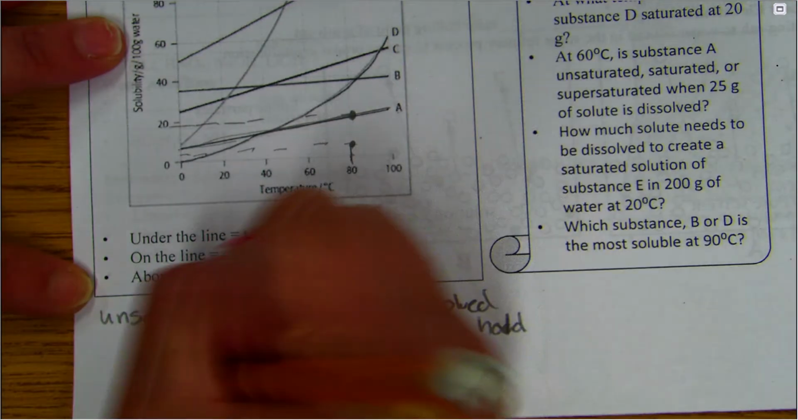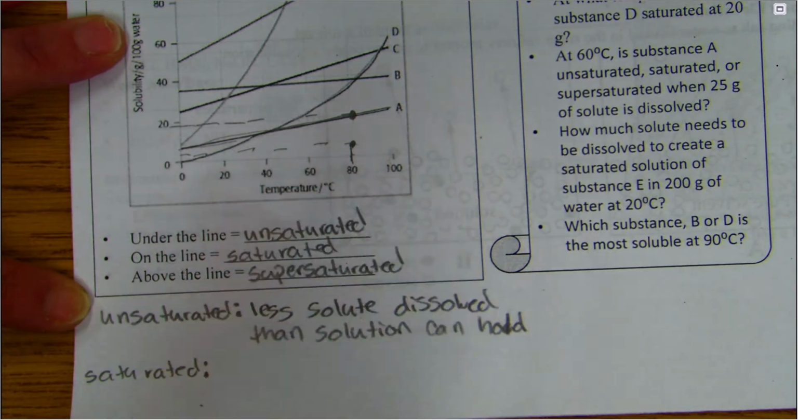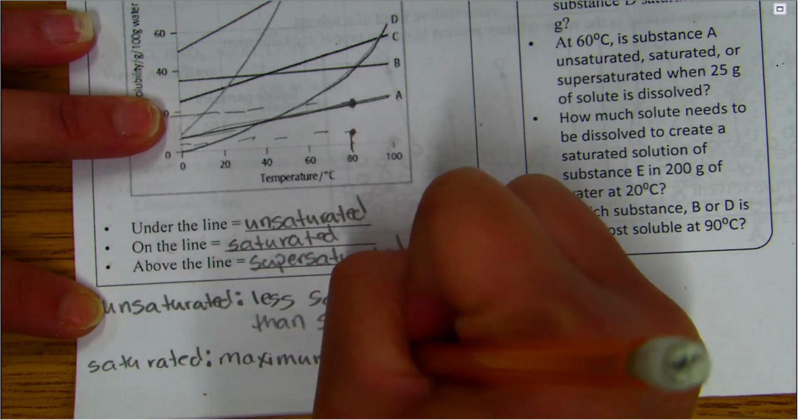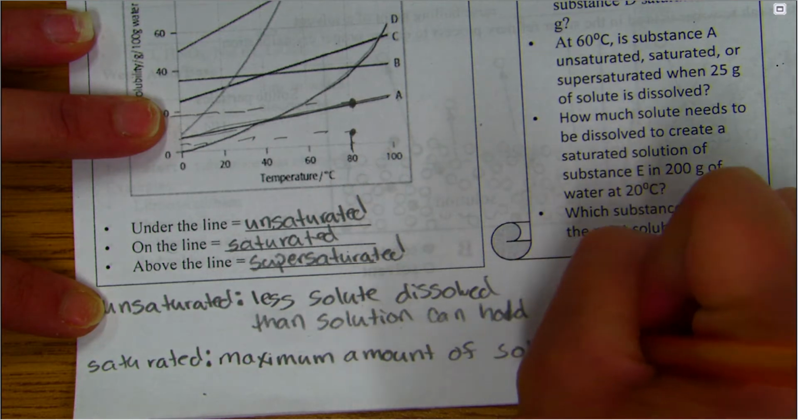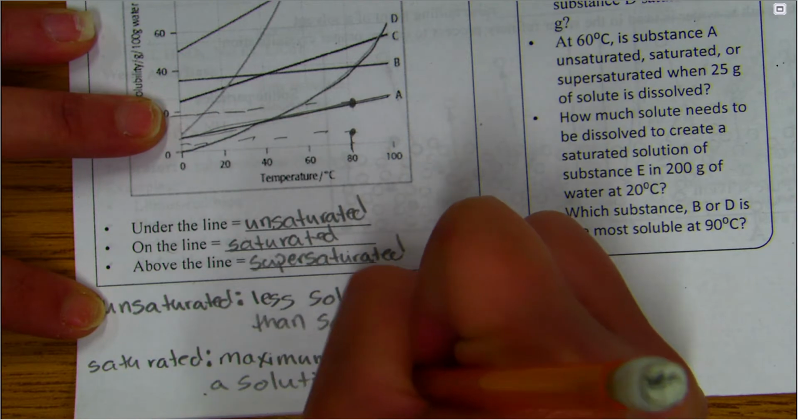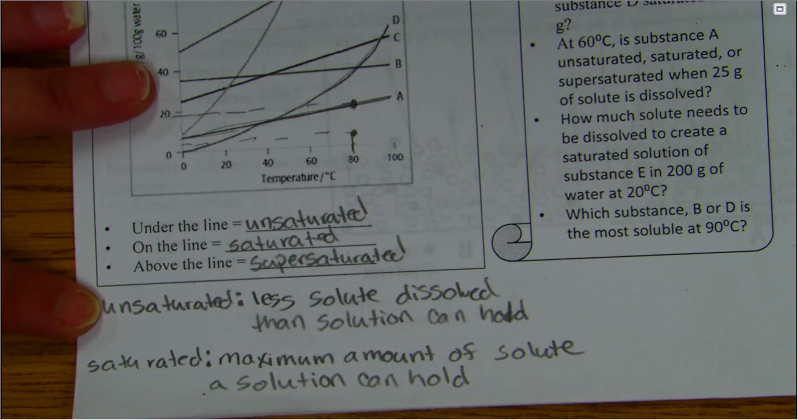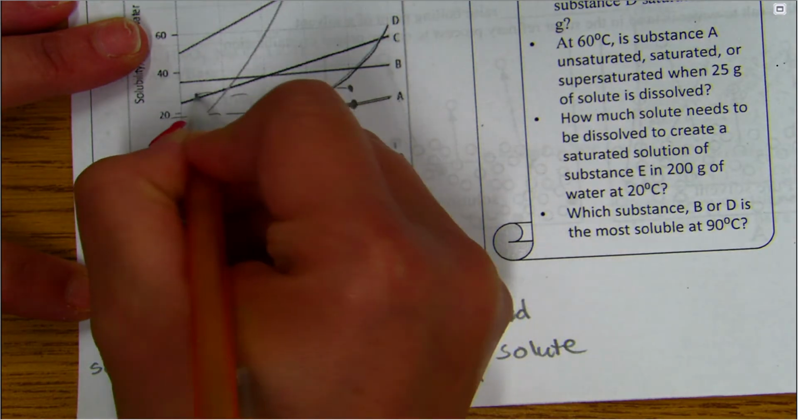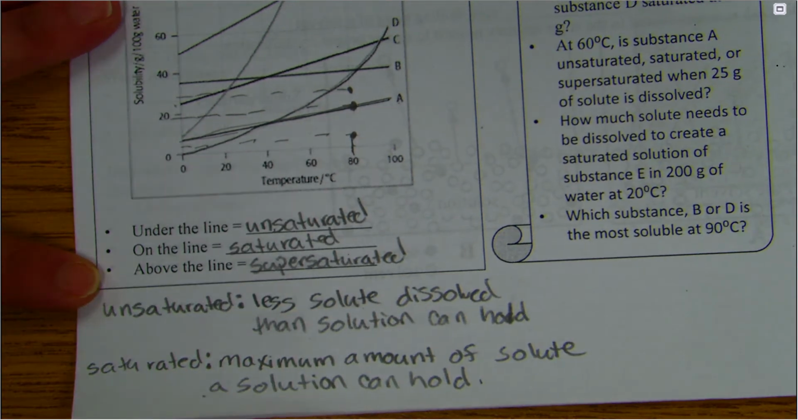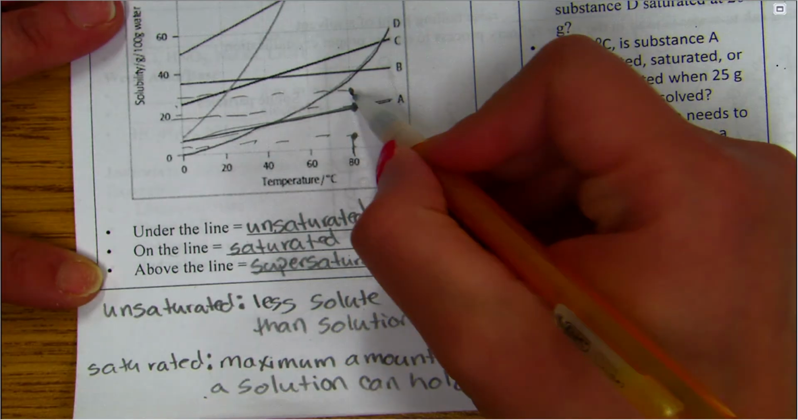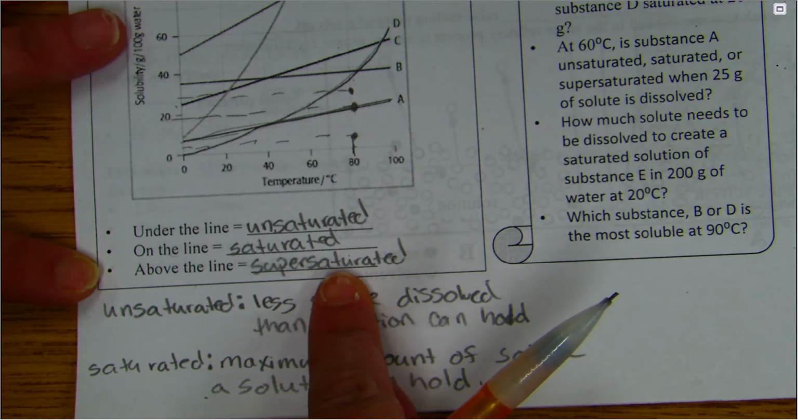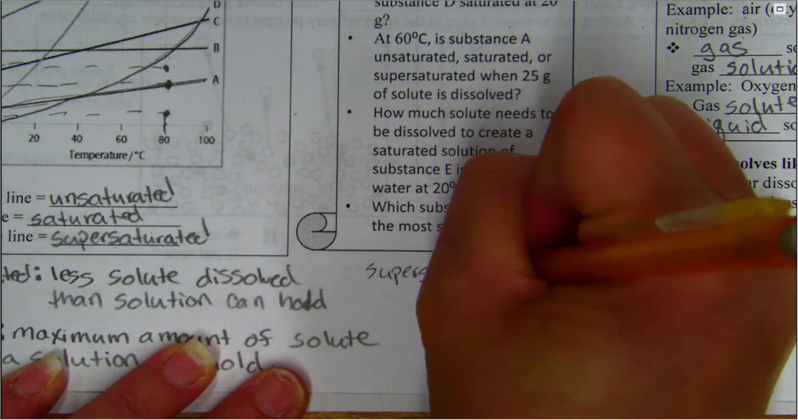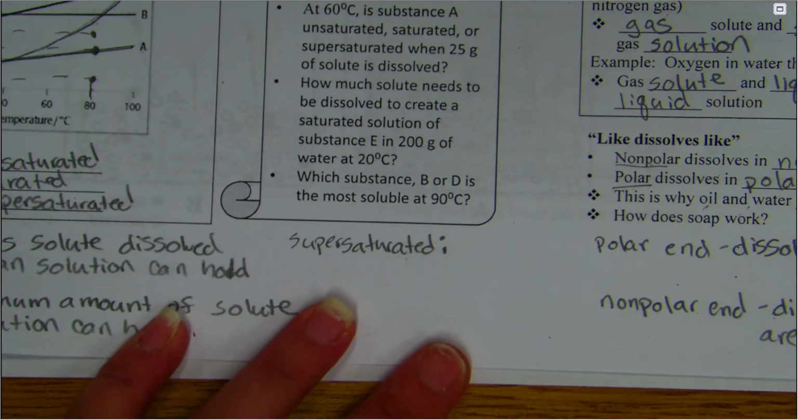Saturated is defined as the maximum amount of solute being dissolved that a solution can hold. Let's say I added, at 80 degrees, about maybe 29 or 30 grams of solid A. This is above A's line, so it is supersaturated. And supersaturated is defined as more solute has been dissolved than the solution can hold.